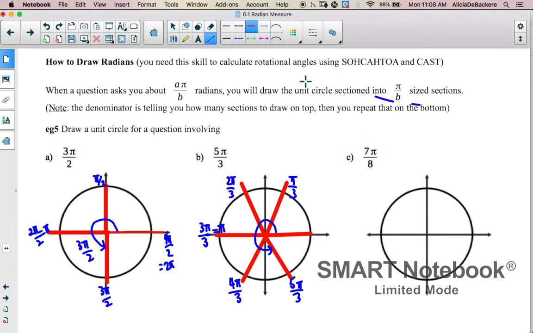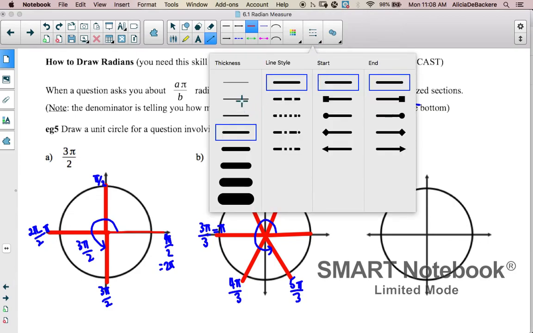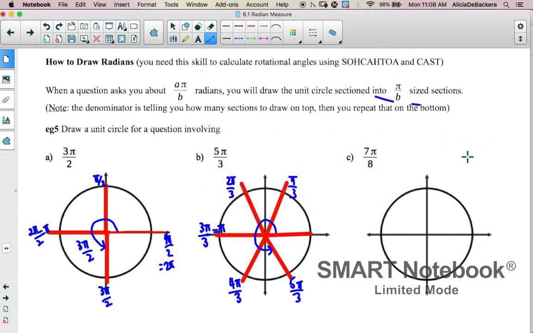The last example is asking us to draw 7 pi by 8. I'm just going to thin out my line a bit. So what this tells me to do is take the pi, the top half of the circle, and cut it into 8 wedges or 8 sections. So I'm just going to start here with my positive x-axis, and there's my ending line at pi. I want to cut it into 8 sections, so that's a nice even number.